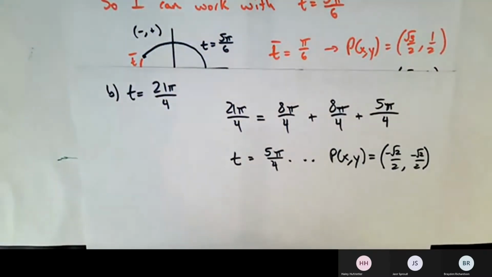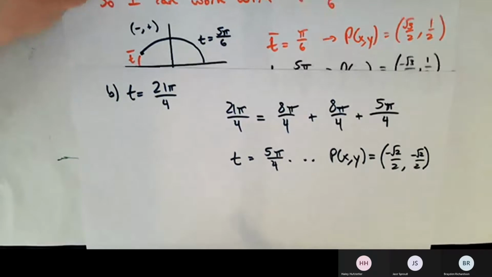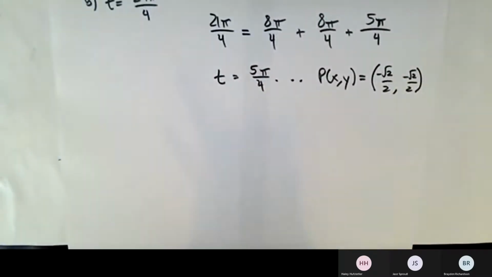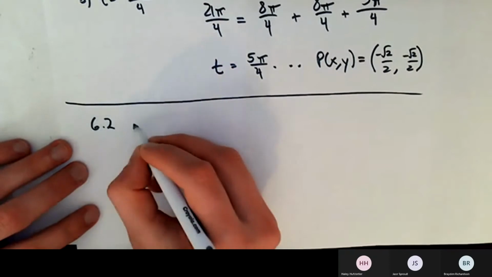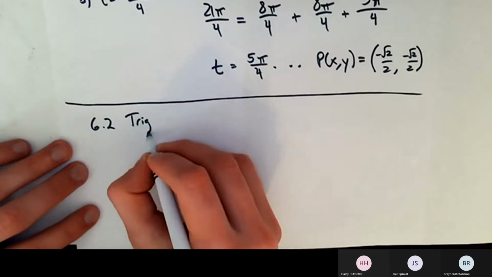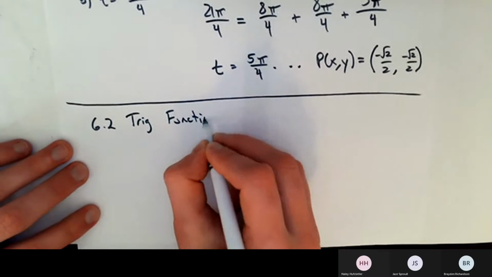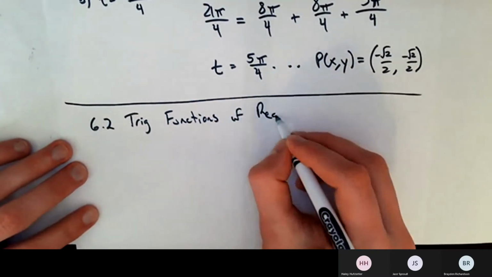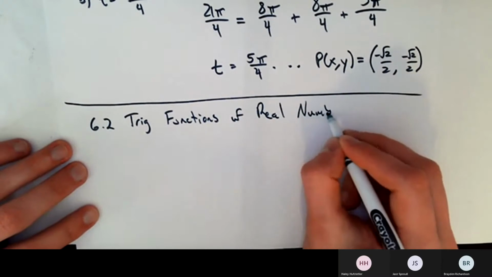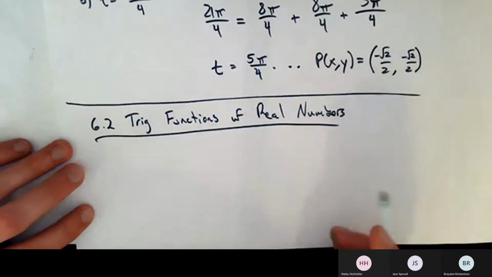All right, that concludes section 6.1. All right, 6.2 now, straight into it. 6.2: Trigonometric functions of real numbers. Just abbreviating trig functions of real numbers.